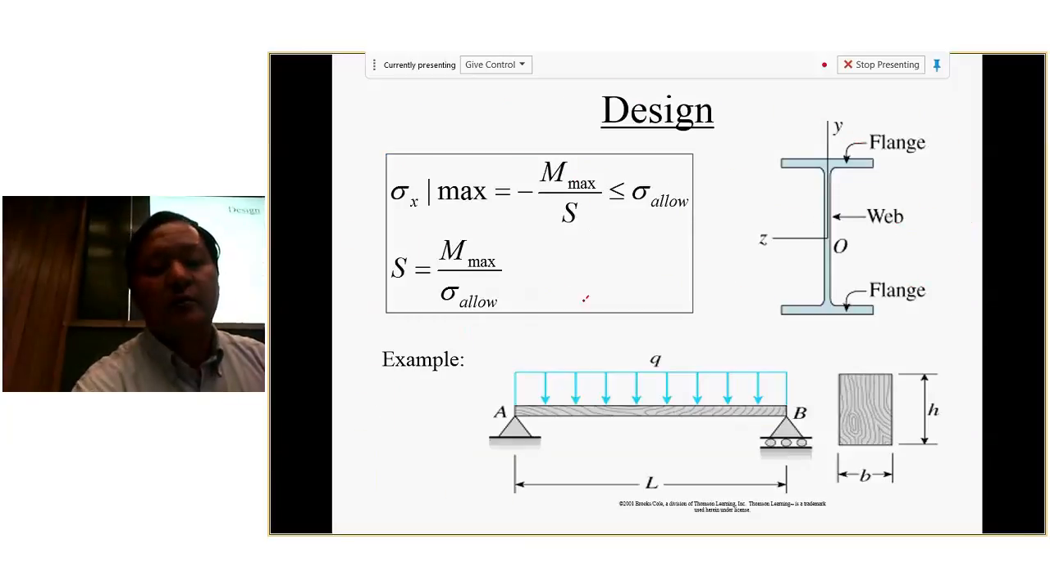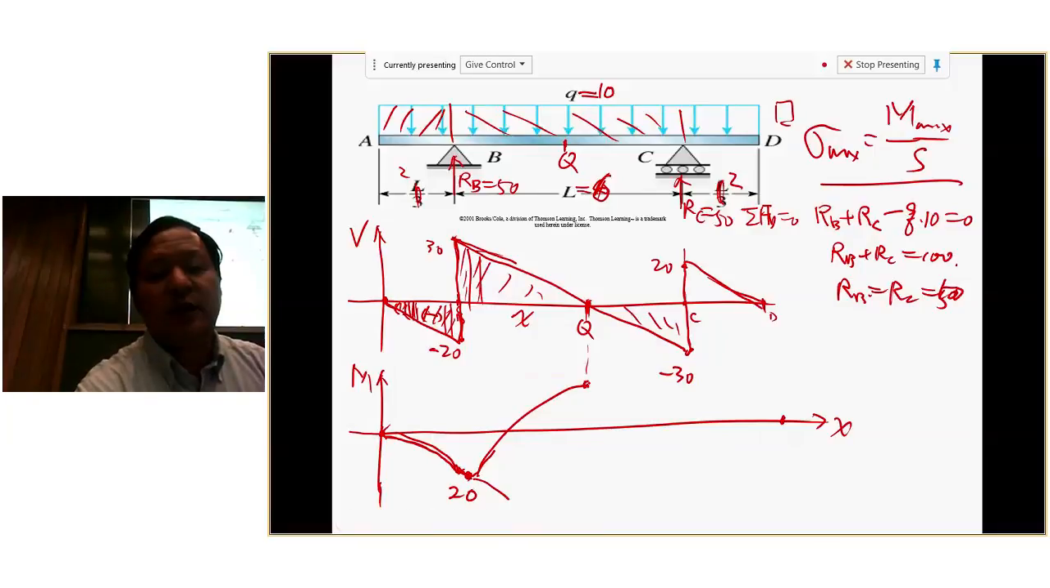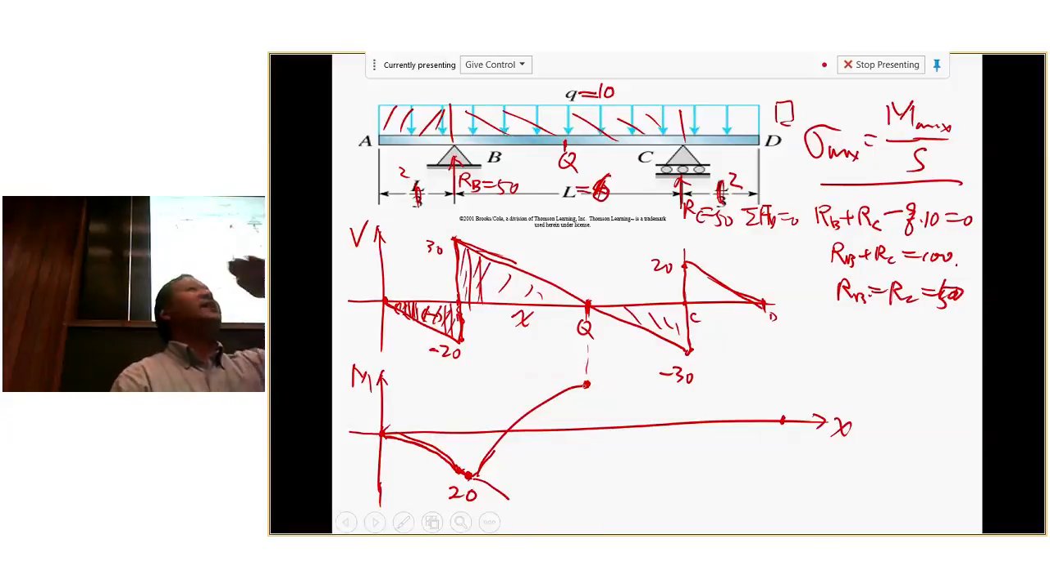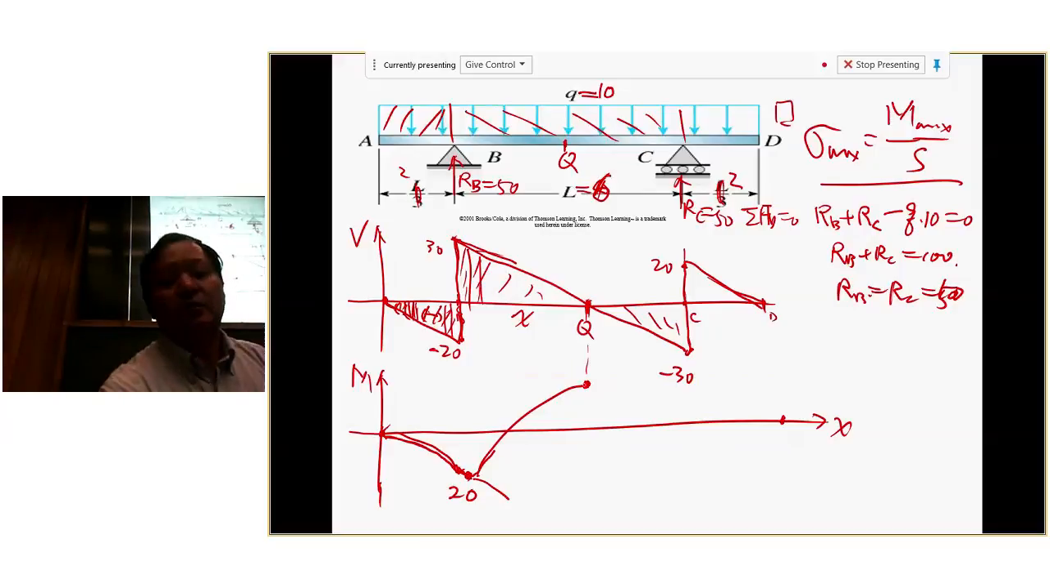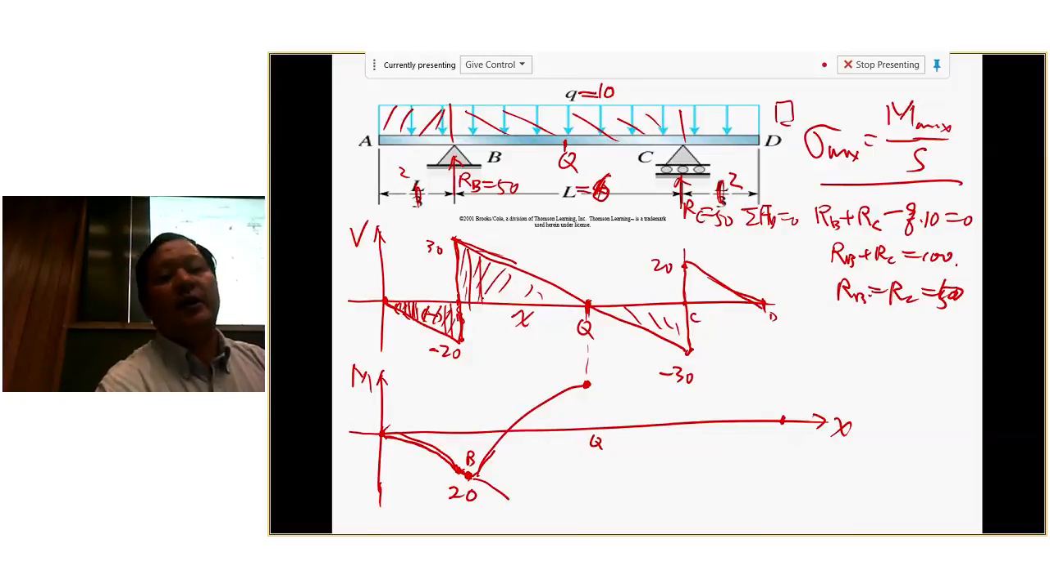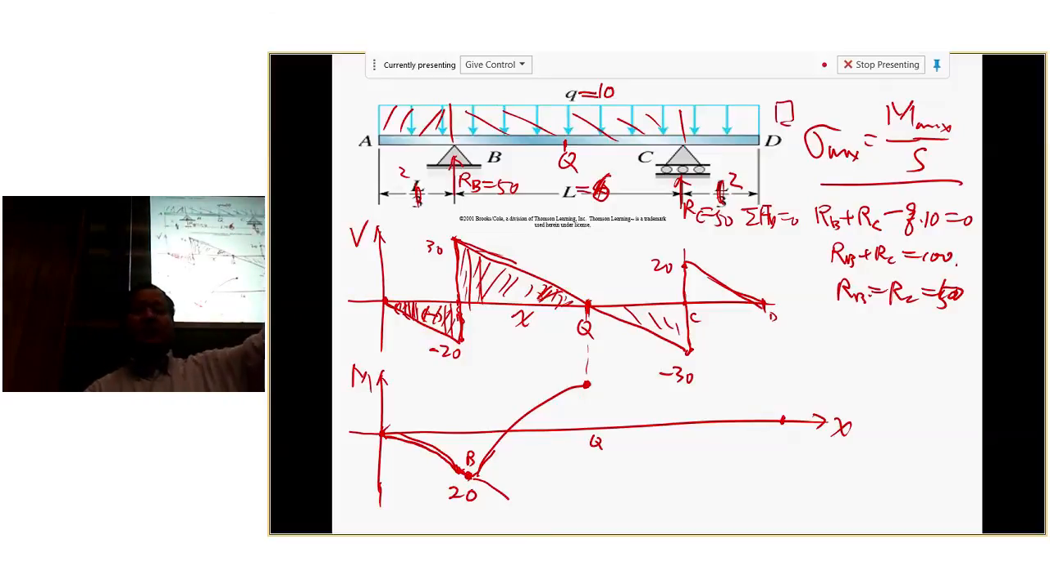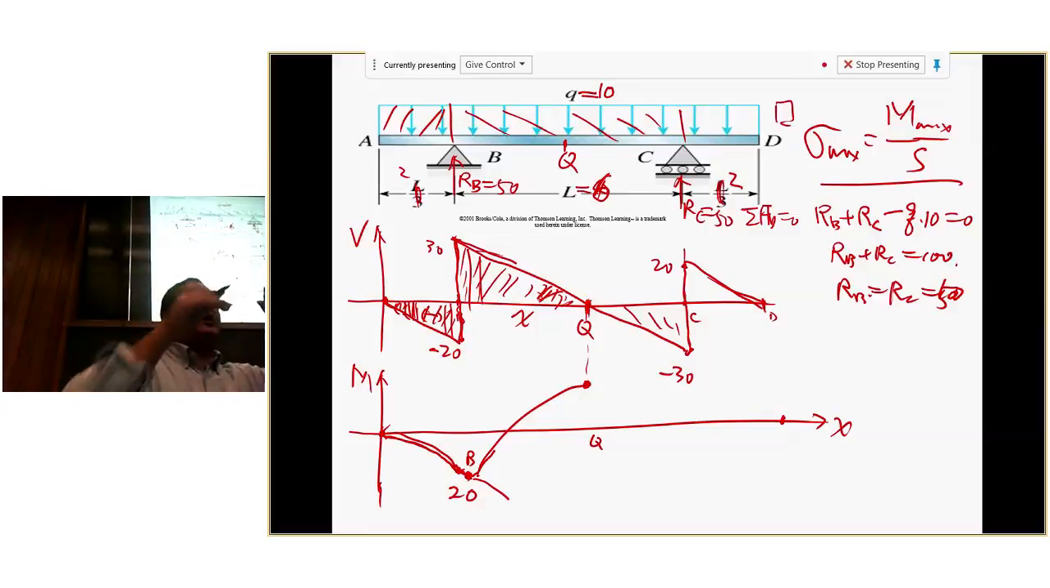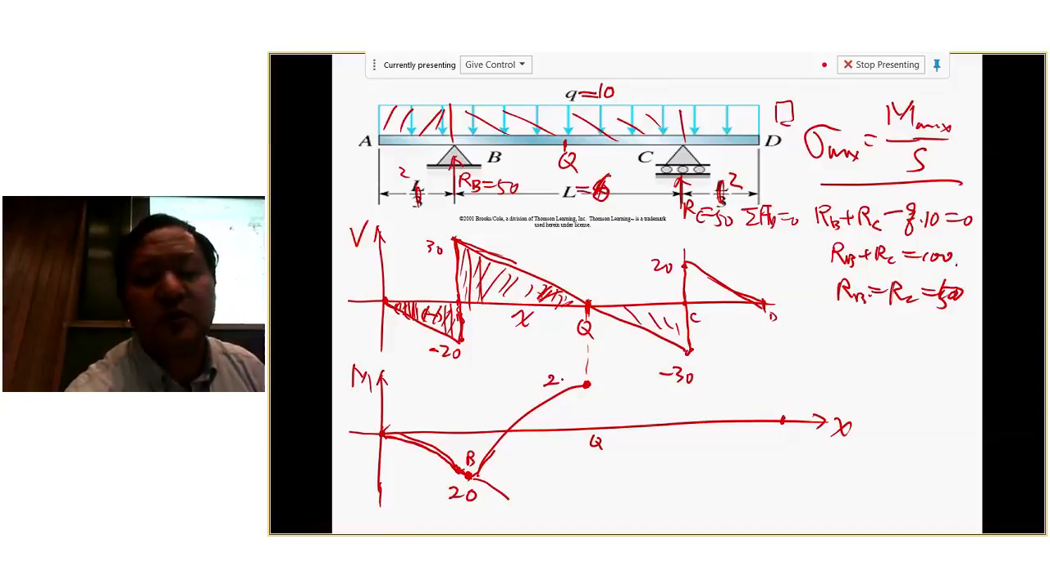Okay, at this point, what's the slope of the moment here? 0, flat out, because V is 0. Okay, now this is the shape. Now what's the value here? Should be the change from point B to point Q. Should be the area of this triangle. Okay, what's the area of this triangle? Should be 30 times 3, right? So that's 90, half, 45. So you should go up 45 from negative 20. Okay, now where are you? You're at 25. Okay, so 25.